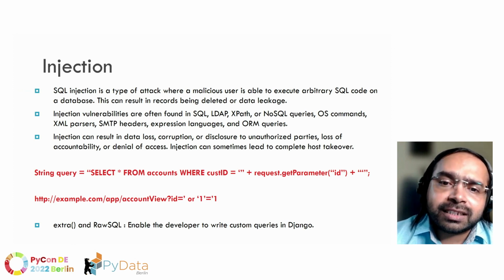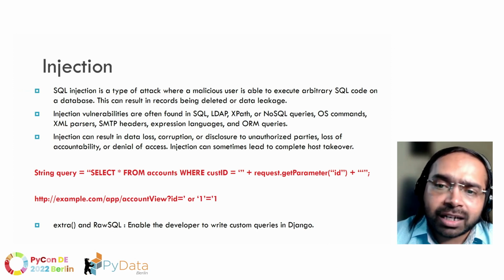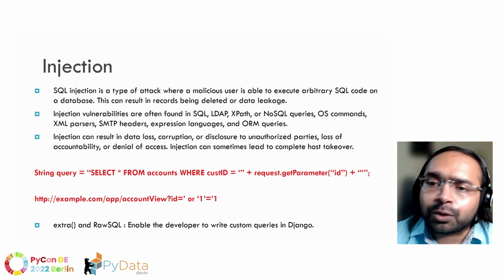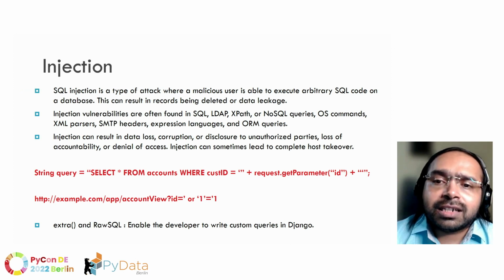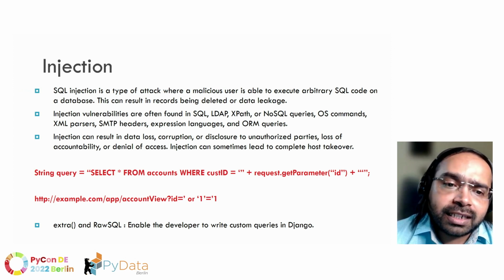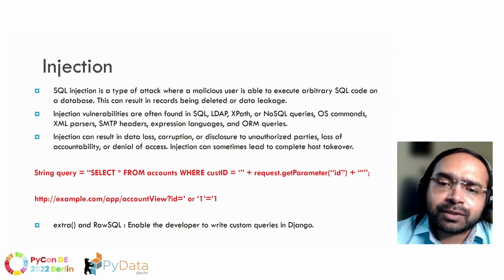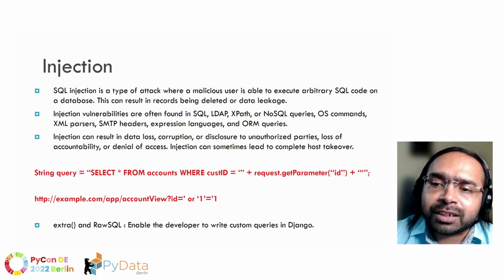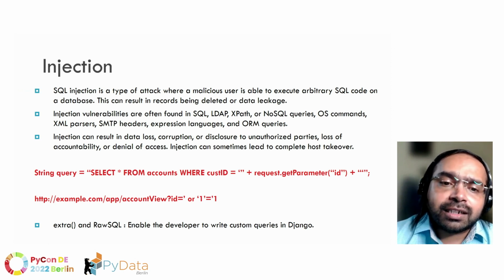Now, injection vulnerabilities can be found in SQL or LDAP. LDAP is basically used for authentication. Then XPath. XPath is used to write queries to access the elements in the XML file. Then we have NoSQL queries, OS commands, and so on. Injection can result in data loss, corruption of the data, disclosure of information to unauthorized parties, denial of access, and sometimes it may also lead to complete host takeover.